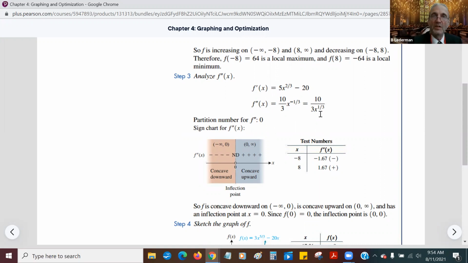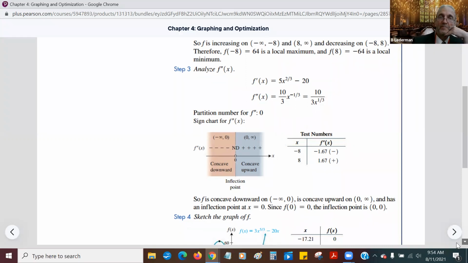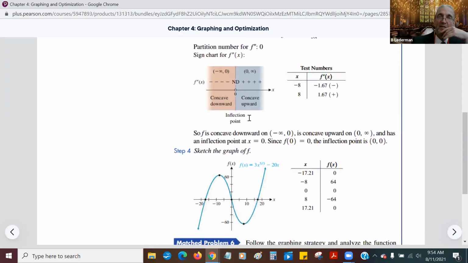So x equals 0 is a partition number, and we see that the curve goes from concave down to concave up. I can't really call it, I mean that's a matter of semantics, whether you call this a point of inflection or not, but it's not defined at that point, so I don't know why you call it a point of inflection, unless that's another typo, I don't know. Anyway, so it's concave down, and then it switches to concave up.